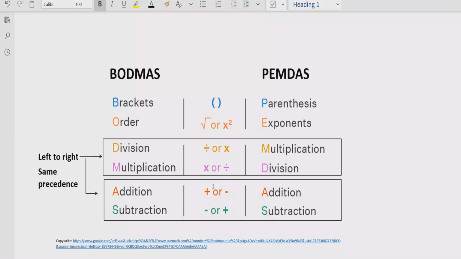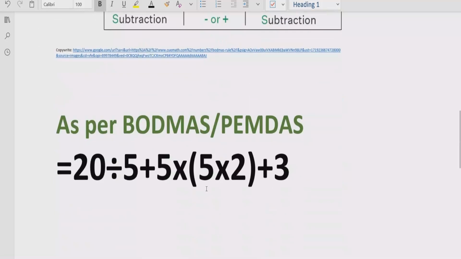Similarly, for addition and subtraction, we have the same rule. We have to go left to right in our expression and find addition or subtraction. Whichever is coming first, we have to solve first. Now let's move forward to solve the given expression.